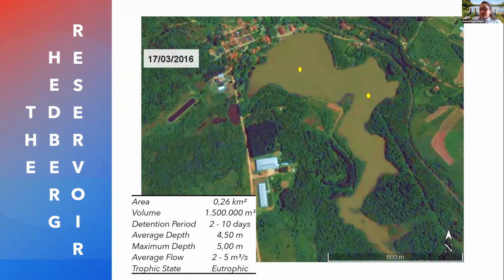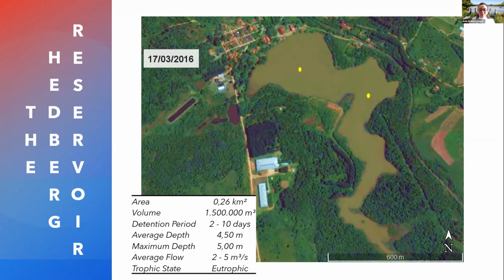To zoom out a little bit in our reservoir, the Hedberg Reservoir has a volume of around 1.5 million cubic meters, and the average flow that is frequently observed is around 2 to 5 cubic meters per second. It gives us a detention period in a range between 2 and 10 days.